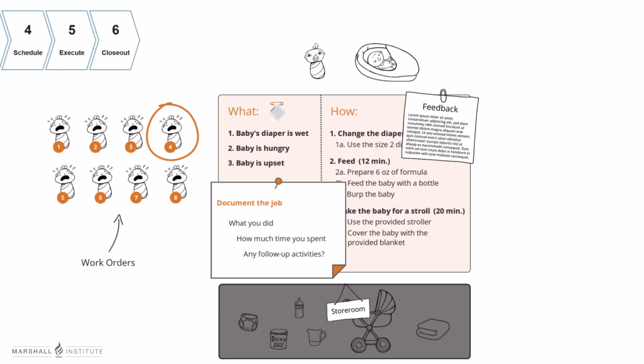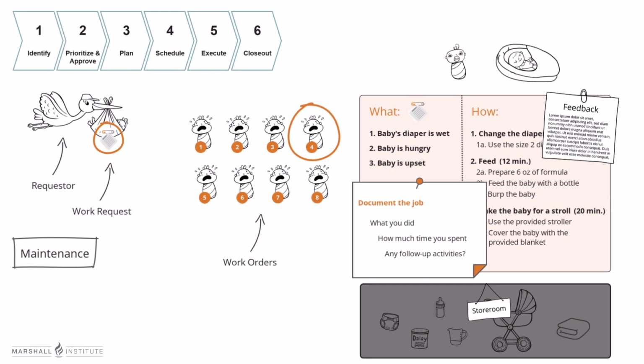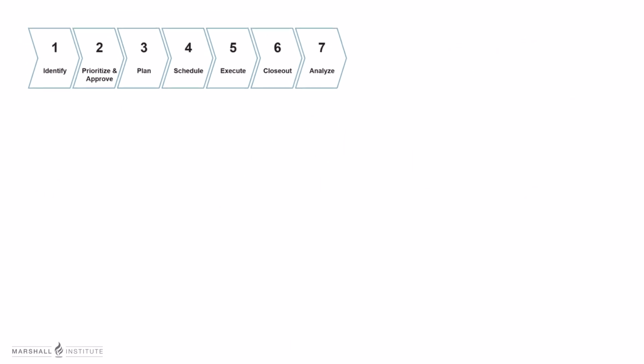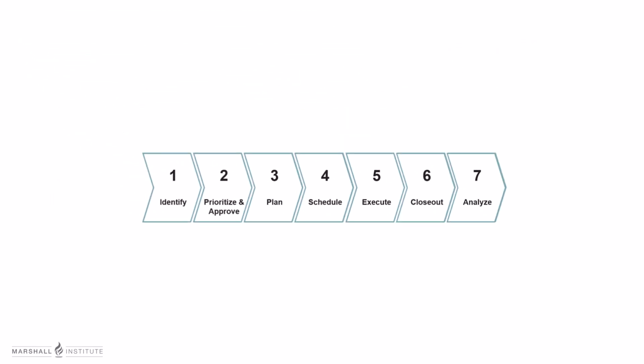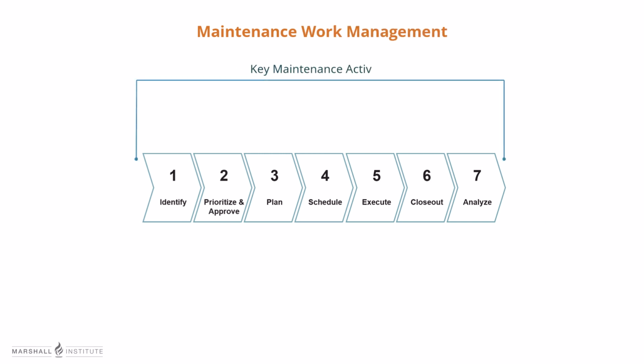Now that you have enough information for this baby, and you should have valid and accurate information for each of your babies, you can do a proper analysis. This will ensure your ongoing improvement. This was a simplified version of the complex process known as maintenance work management. The steps within this process are often referred to as key maintenance activities.